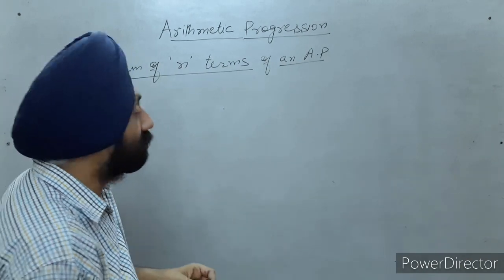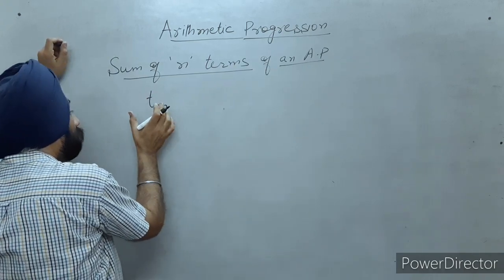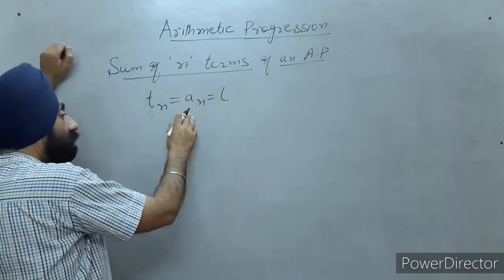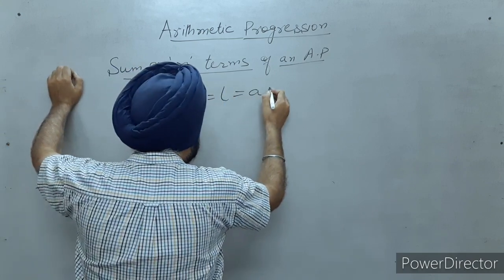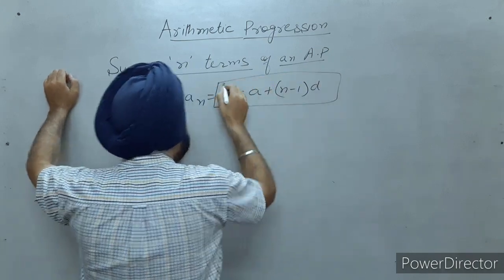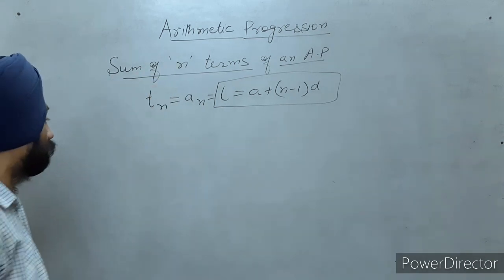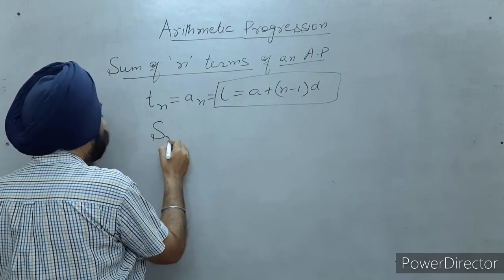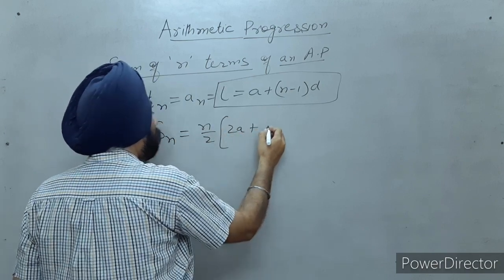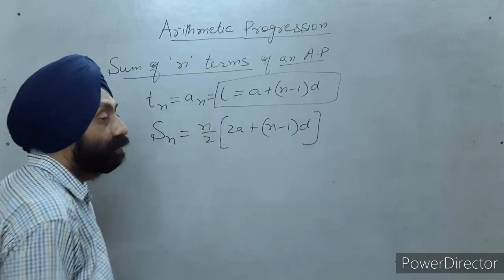Till now in my first lecture we did how to find the nth term, t nth or a nth, or we said the nth term is your last term, that was first term plus n minus 1 into d. This was the formula we have done till now. Now, how to find the sum of n terms? Okay, this is the formula. Sum of n terms is n by 2, 2a plus n minus 1 into d. We will use this formula now.